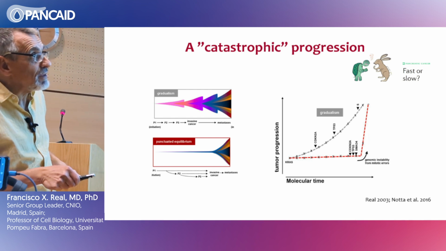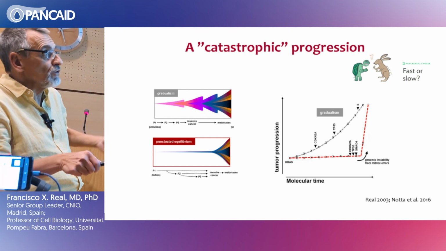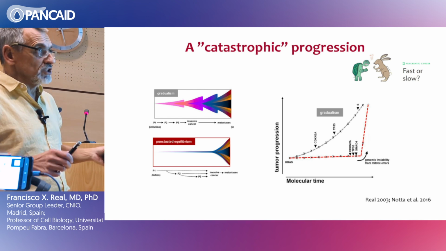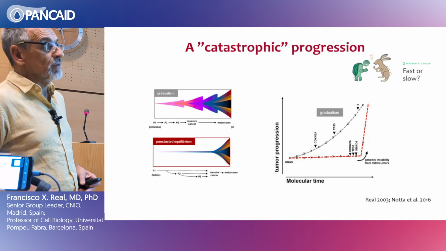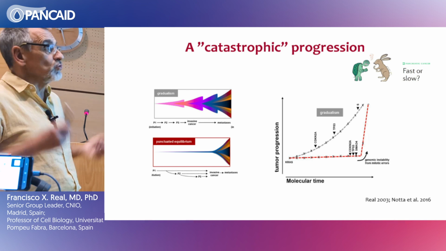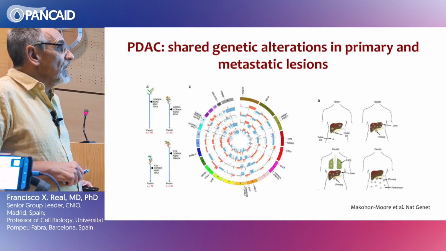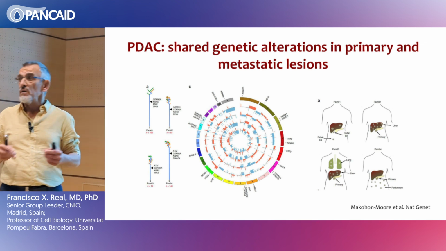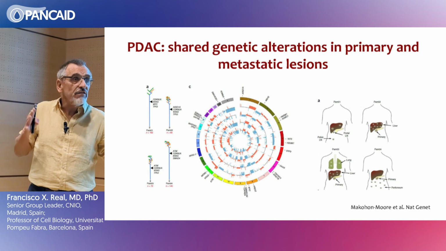And then there may be a catastrophic event that involves one or more of these genes or these loci that are essential for a very rapid progression. And this, to me, is very important. What do we know after that? Well, what we know is that once this has happened, things are relatively stable genomically.